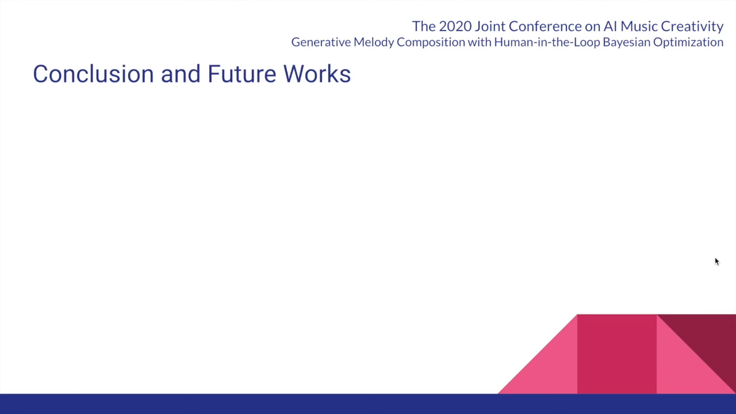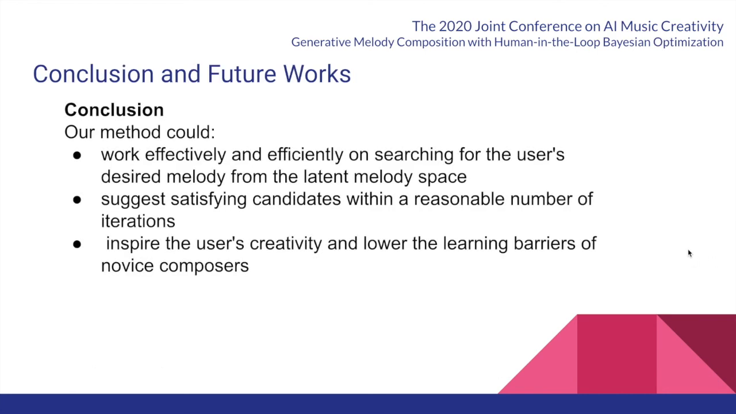So let's come to the conclusion. In this project, we demonstrated that human-in-the-loop Bayesian optimization had the potential to work effectively and efficiently on searching for the user's desired melody from the latent melody space. We also showed that Bayesian optimization could suggest satisfying candidates within a reasonable number of iterations. The pilot study result suggested that it also inspired the user's creativity and lowered the learning barriers of novice composers.